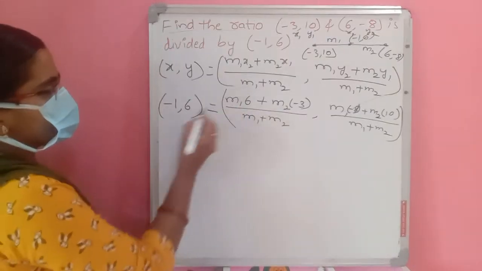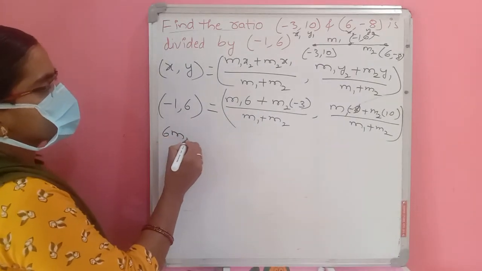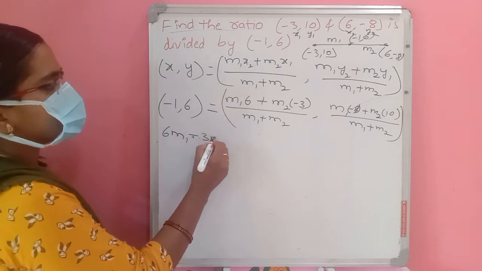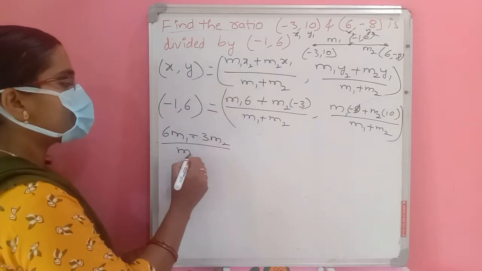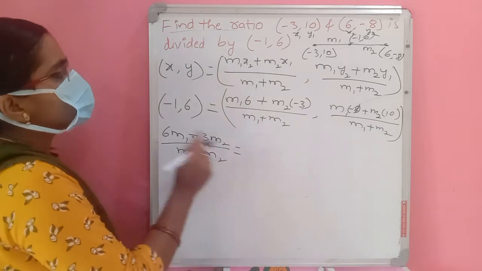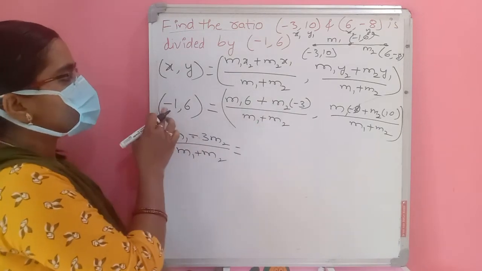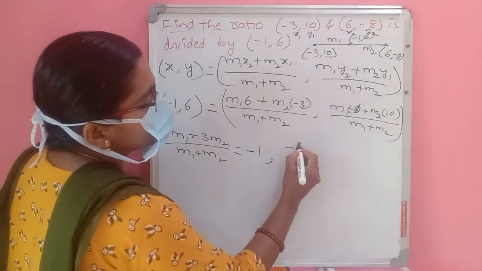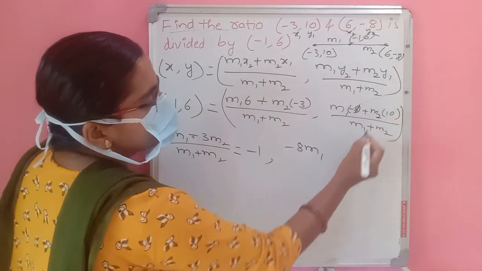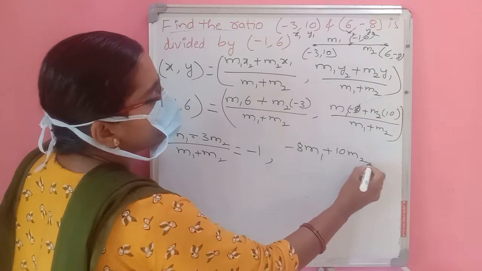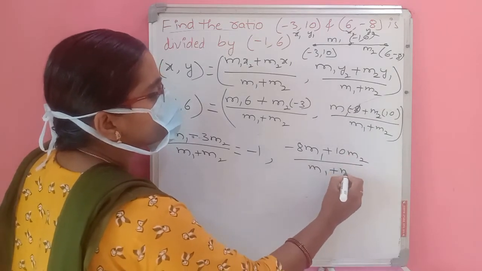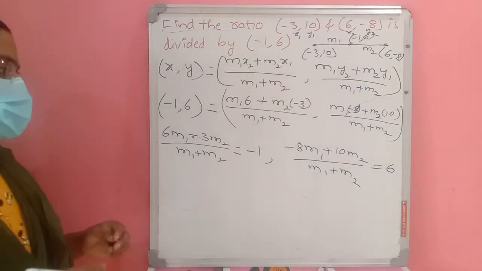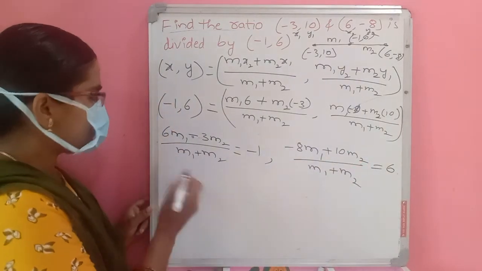So here we can write: 6 m1 plus minus 3 m2 by m1 plus m2 is equal to minus 1. Why? Because this is the x coordinate equal to the x coordinate. And the y coordinate: minus 8 m1 plus 10 m2 by m1 plus m2 is equal to 6. Here the problem becomes big.